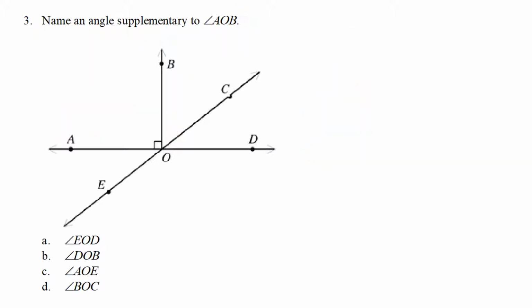Name the angle supplementary to AOB. So supplementary means they're angles that add to get you 180 degrees. So here is AOB. Now we need the other angle that gets you all the way to the other part, so you have a complete 180 degree angle, or a straight line. And that looks like it's BOD, this angle right here.